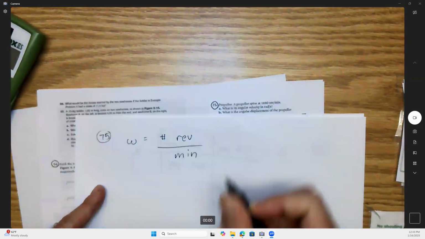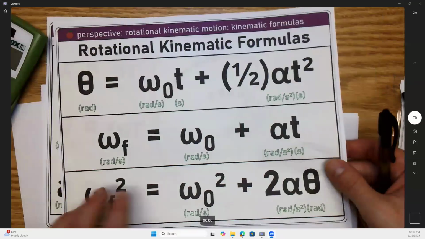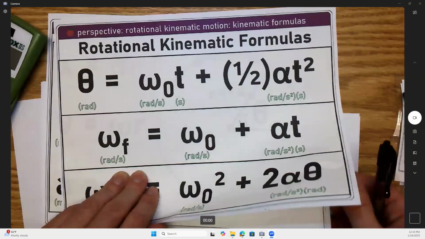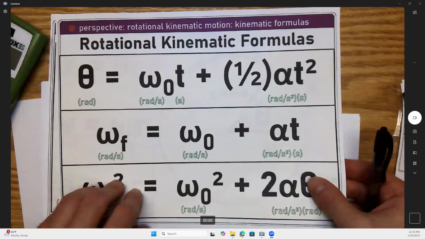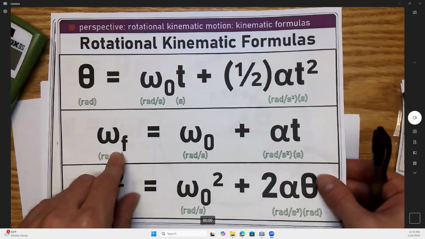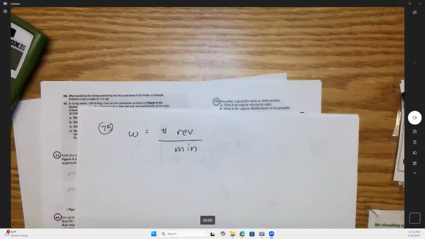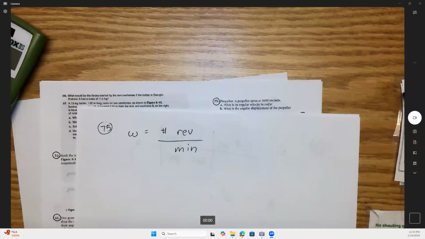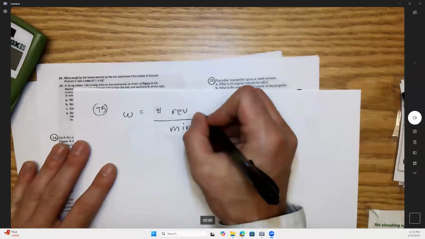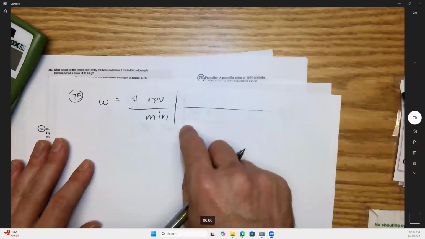But you guys know in this class, if you want to apply formulas, like this set of formulas or any of these kinematic formulas right here, you cannot use revolutions per minute for omega. You have to use what? Radians per second. It's just a different way to quantify, kind of like inches versus meters. So I'm going to set up another set of railroad tracks right here. How can I convert revolutions per minute to radians per second?